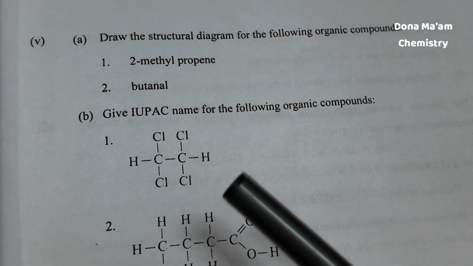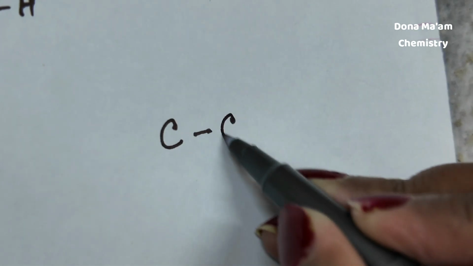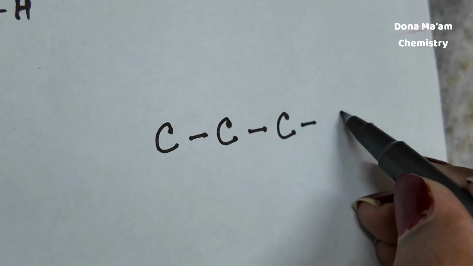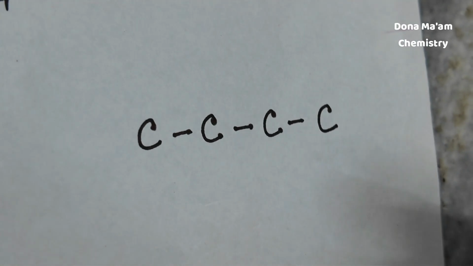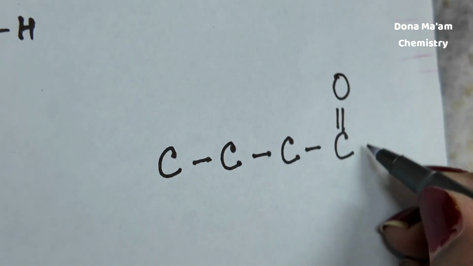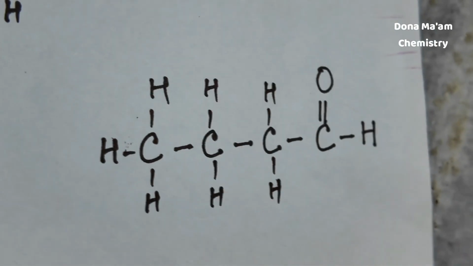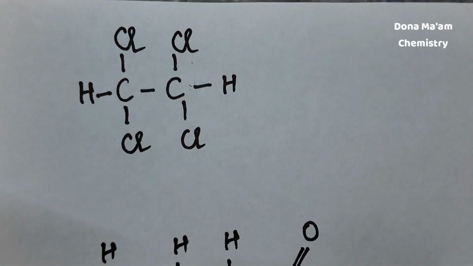Next question, butanal. So for but, 4 carbon, and there is an aldehyde group in the first position. So if I calculate it from here, so here will be my aldehyde, CHO. So this is butanal. So this is question 5B, the IUPAC names.